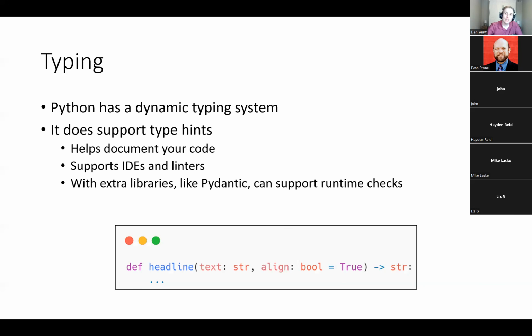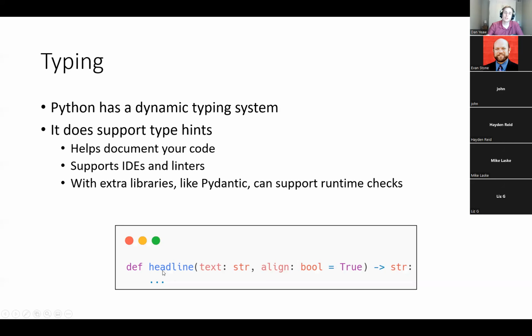More recently, there are extra libraries you can use, and we'll talk more about one of them called Pydantic, and it can actually support runtime checks. And we're going to use Pydantic as part of FastAPI. So that's why I'm providing some intro to this.